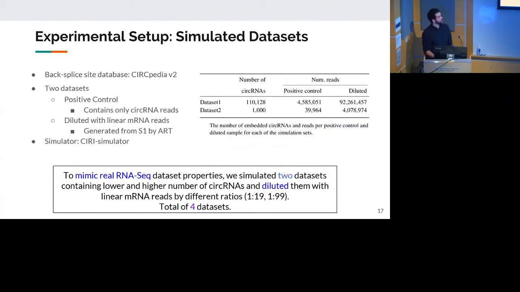To answer the second question, we generated 2 types of data sets. First one is a positive control data set that only contains circular RNA reads. And then we dilute this data set with some simulated linear mRNA reads to get a data set that looks more like the real data sets we have out there. So finally, at the end, we'll have 2 data sets, and each of them will have a positive control and a diluted sample.